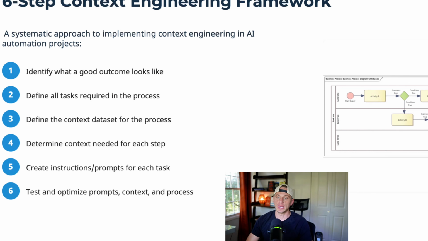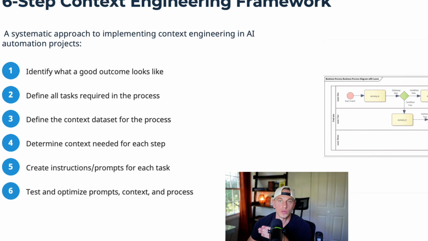But number 2 is define all tasks required in the process. So tell them, what tasks are you going to have to do in this process? X, Y, and Z, right? Make sure it's all of these. Third, define the context data set for the process. So what context and what data sets are you going to use? Is it going to be images? Documents? Text? What are you going to feed the system so that it has data and context to get whatever outputs you need? And then you want to determine context needed for each step.